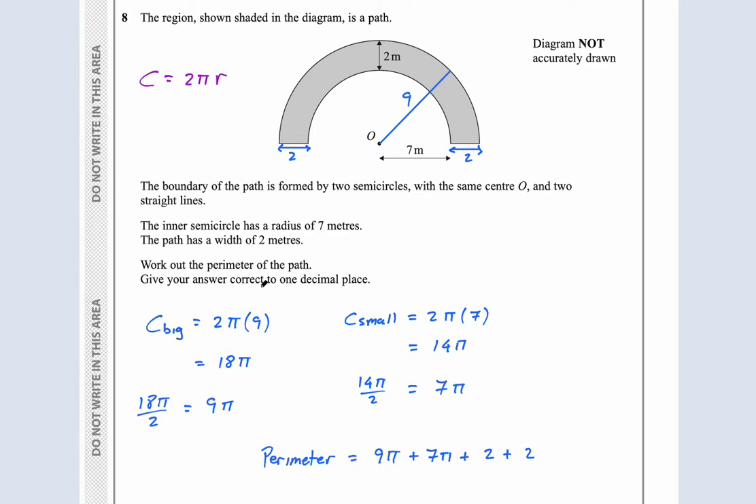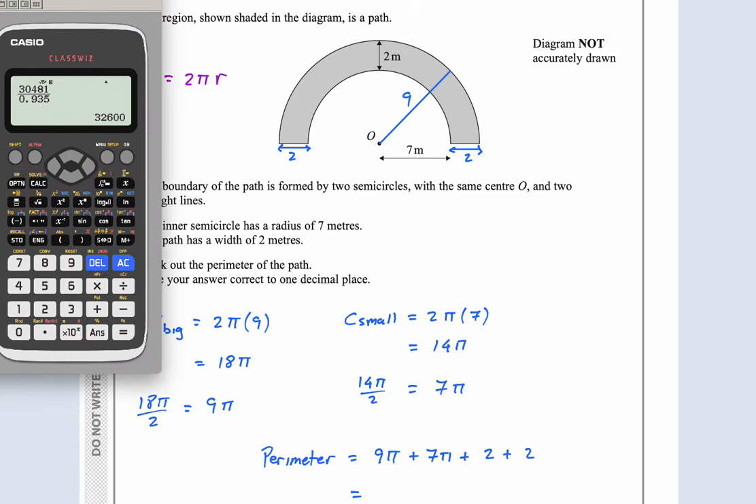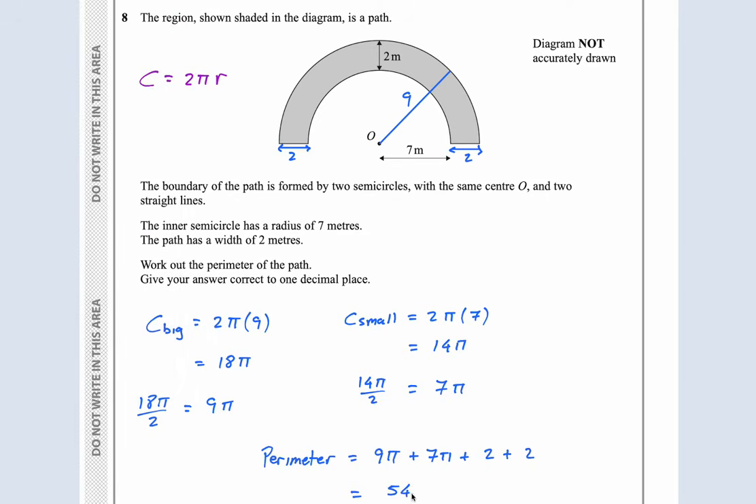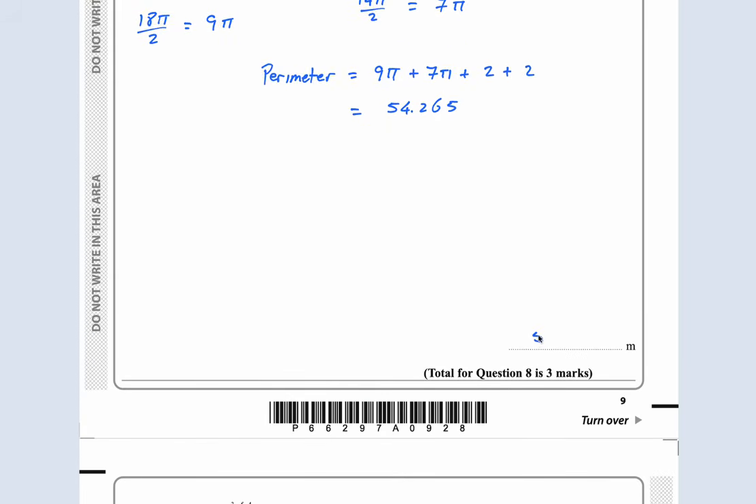And then he says, give your answer correct to 1 decimal place. So I have to do that on my calculator. So I'm going to do 9 pi plus 7 pi plus 2 plus 2, which is 54.265, and then to 1 decimal place it's 54.3, because the 6 is bigger than 5, and that is the right answer.